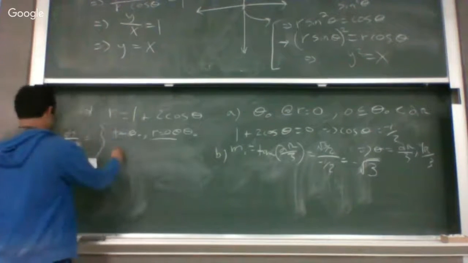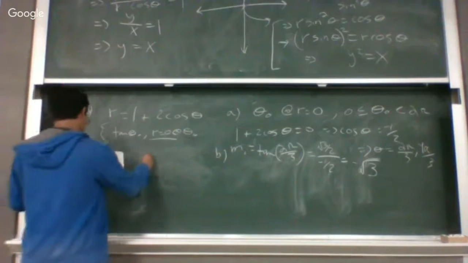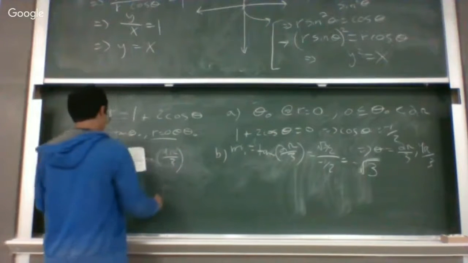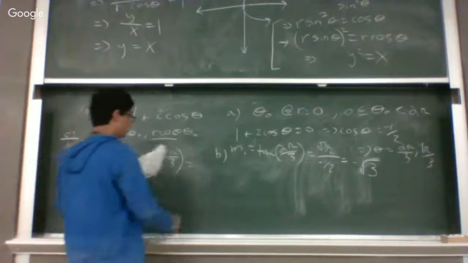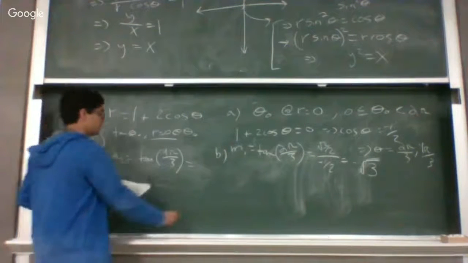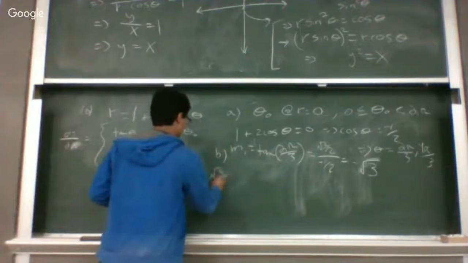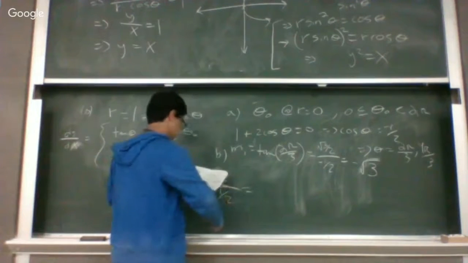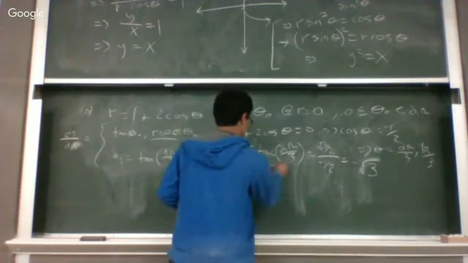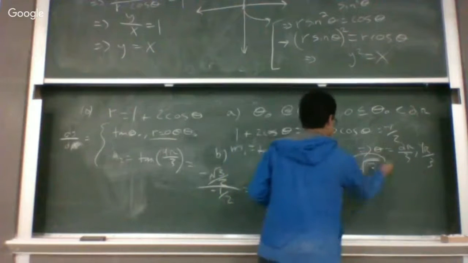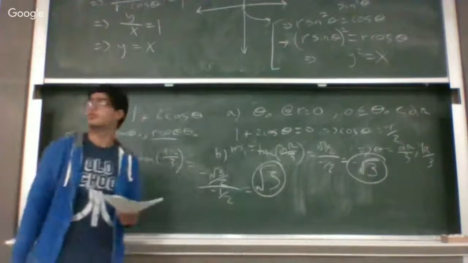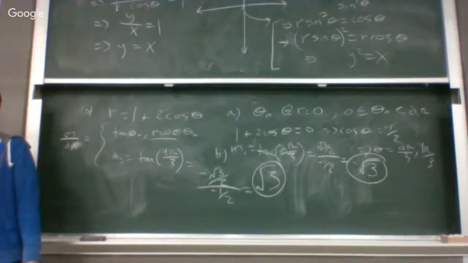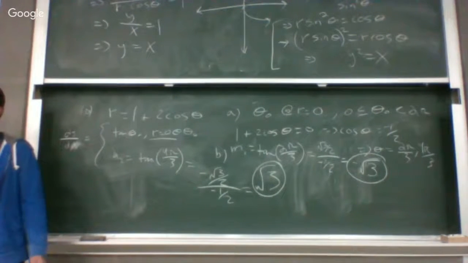And then we have another slope. That's the tangent of 4 pi over 3. That's the sine of 4 pi over 3 over cosine of 4 pi over 3, which is negative square root of 3 over 2 divided by negative 1/2. So it's positive square root of 3. And those are our two slopes. That all makes sense?